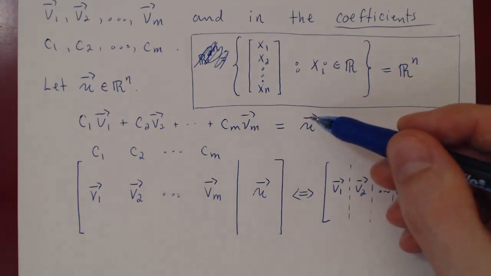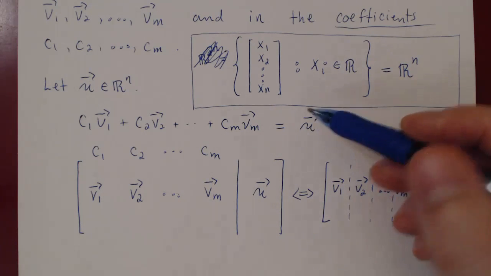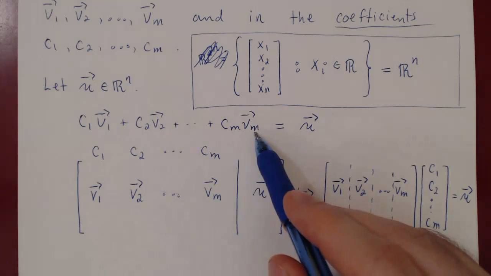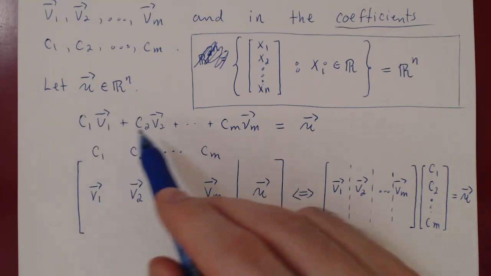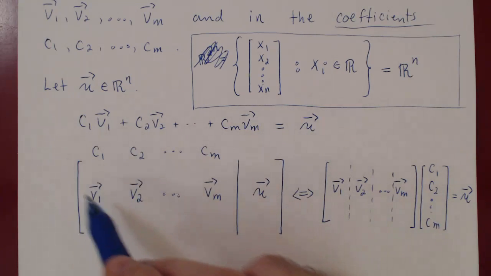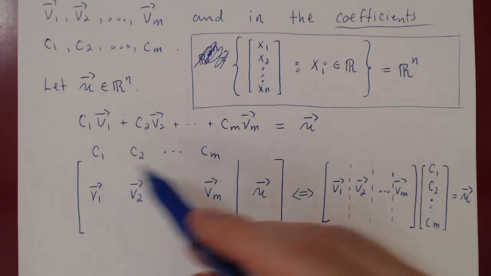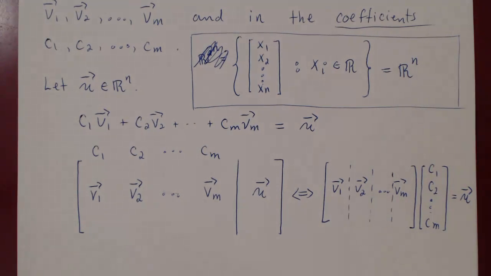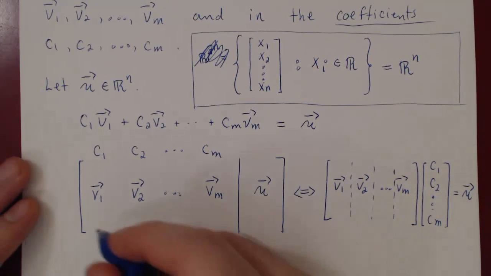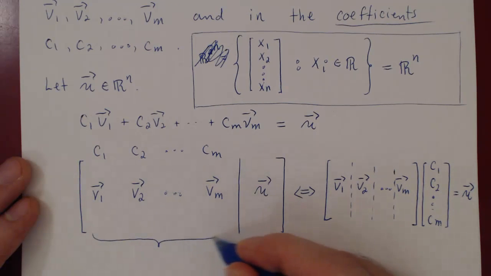So every time you ask, is a vector expressible as a linear combination of m vectors, to solve for the coefficients, just build the augmented matrix and then we'll reduce and solve for the coefficients. If it is more convenient, you can also use the matrix equality. This matrix times this one equals this one. We can give this matrix a name. We can call this matrix, say, A.